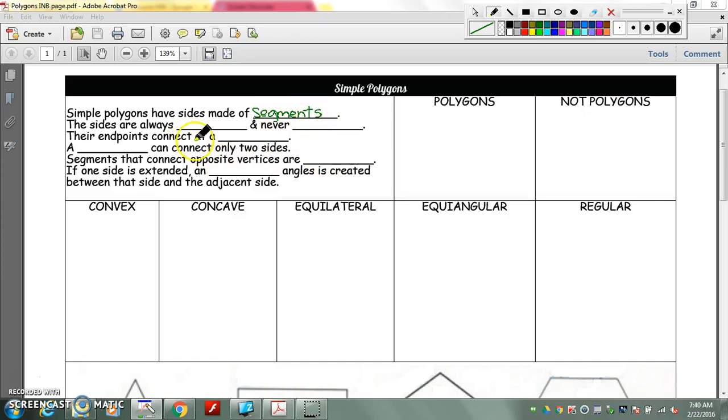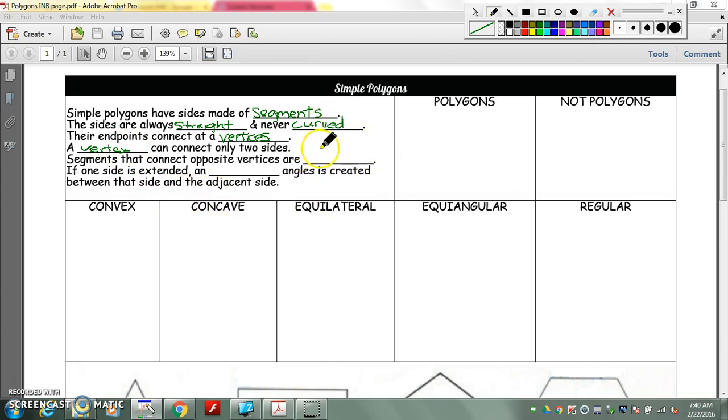They're only segments. The sides are always straight sides and never curved. So if you see a curved line in your figure, it is not a polygon. Their endpoints connect at a vertex. That's the point where two sides come together. And a vertex can only connect two sides. So that endpoint, that vertex, can only connect two sides.